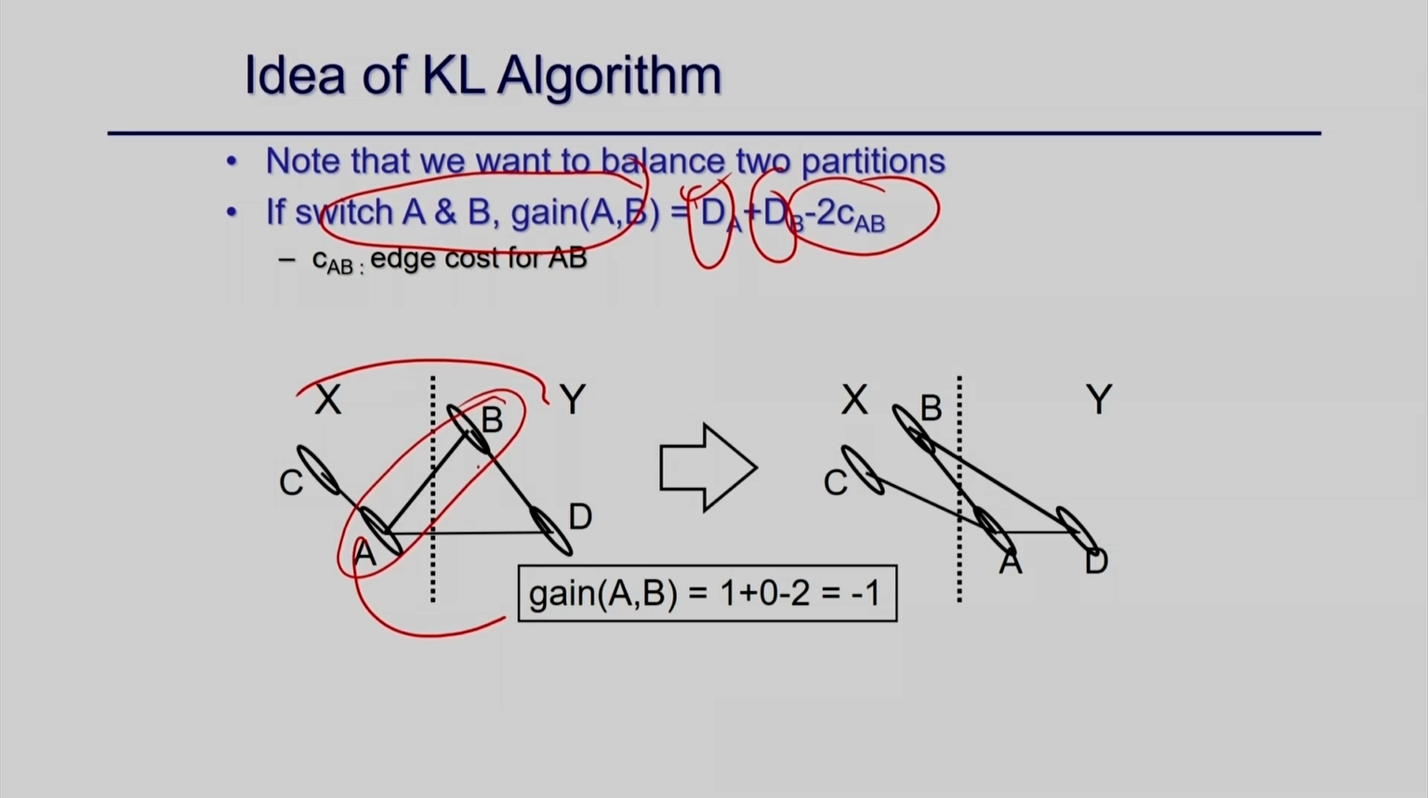So for example, if you just swap A and B, the overall gain is -1, which is basically negative. So it's not a good choice to swap A and B. That means moving A from the left side to the right side and moving B from the right side to the left side is not a good move.